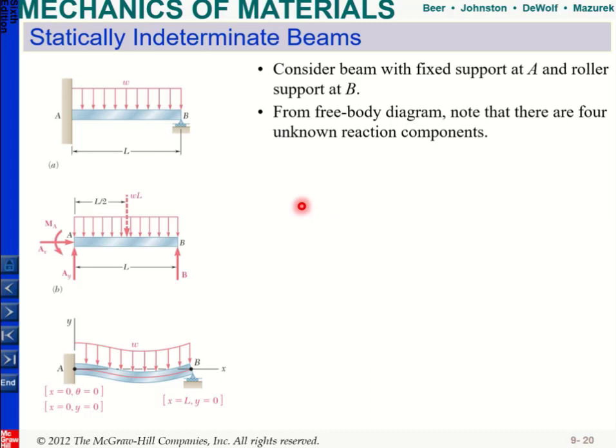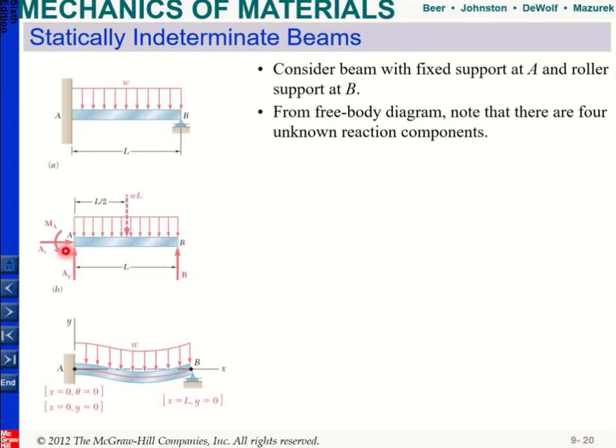And so in this chapter we will also deal with statically indeterminate beams. As an example, look at this beam where you apply a distributed load W. A is a fixed support and B is a roller. When you put in all your reaction forces and moments, at A I have horizontal, I have vertical and a moment. At point B I only have a vertical support.